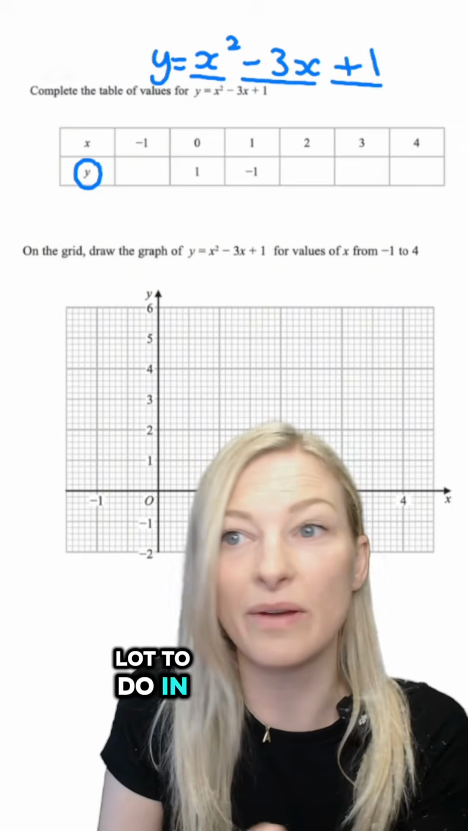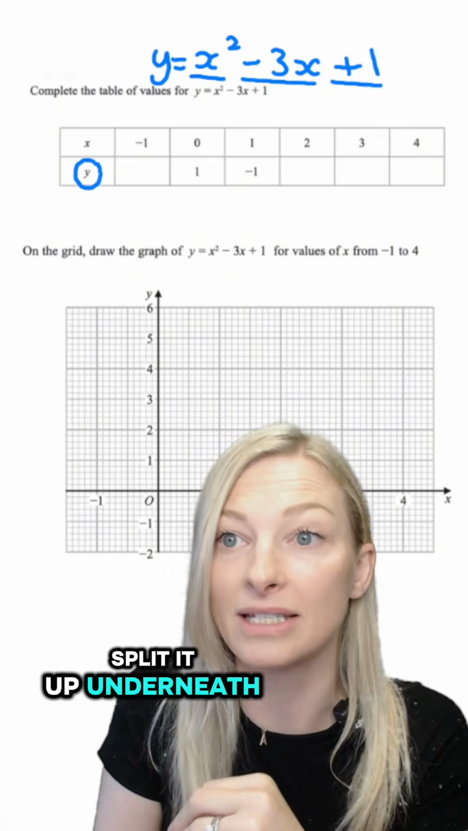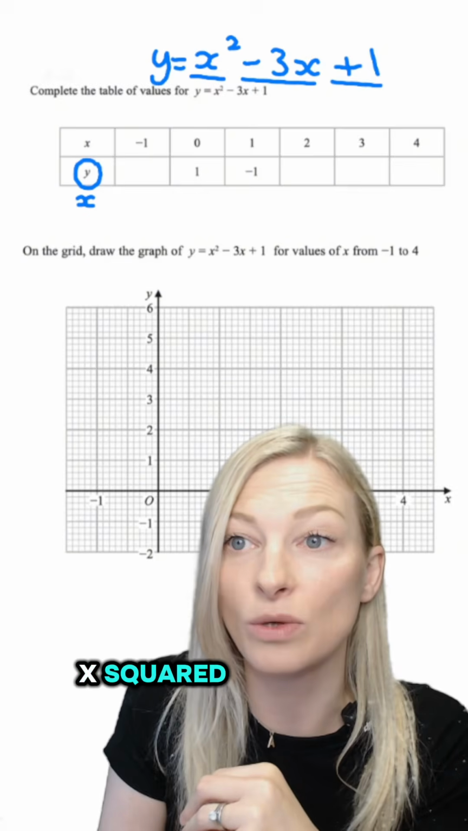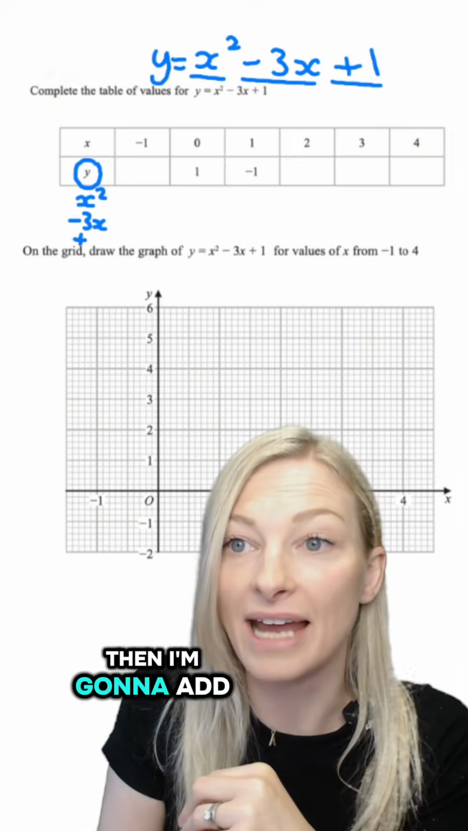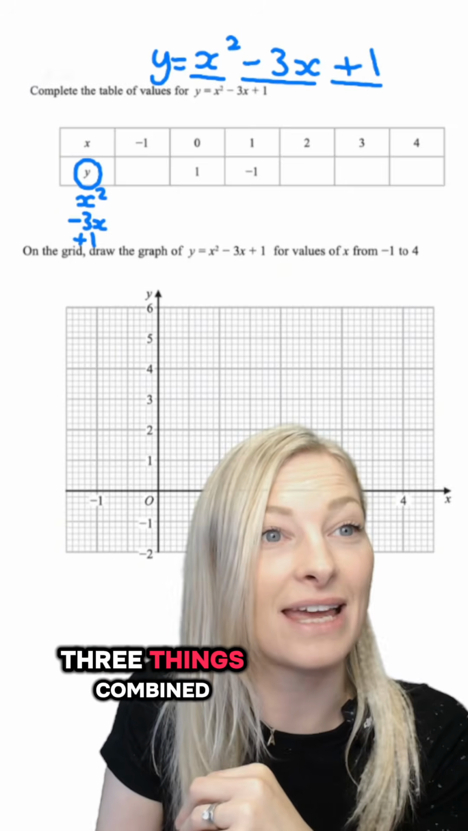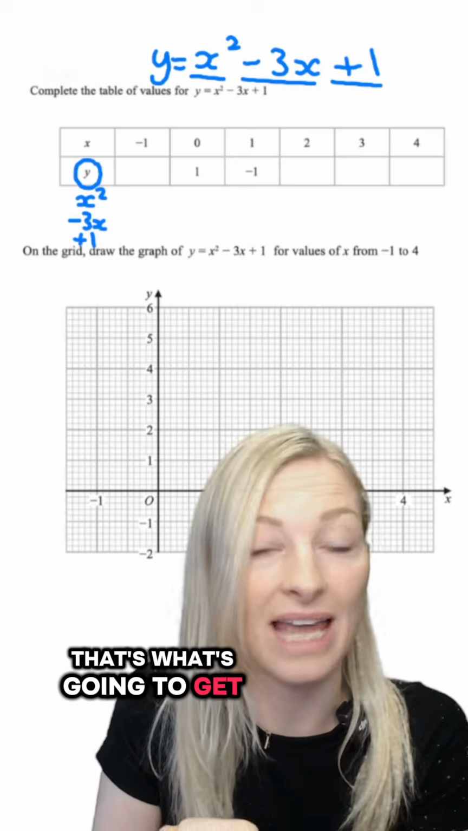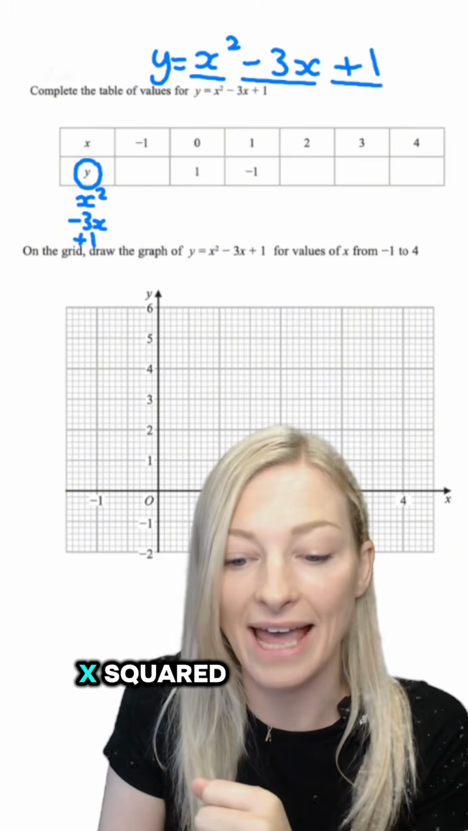But that's quite a lot to do in one go. So I like to split it up underneath. So first I'm going to get x squared, then I'm going to get minus 3 lots of x, and then I'm going to add on 1. And those three things combined, that's what's going to get me y. So let's start by getting x squared.